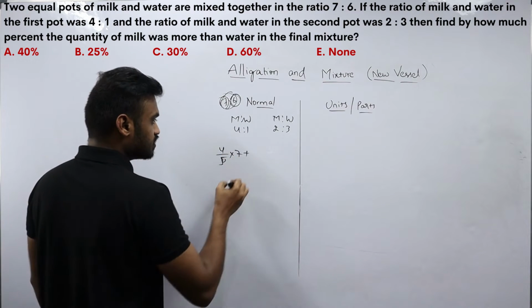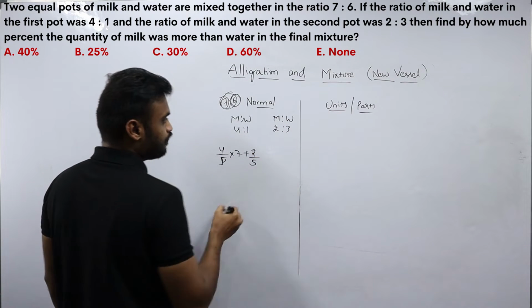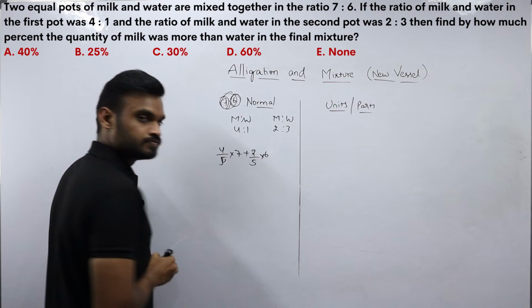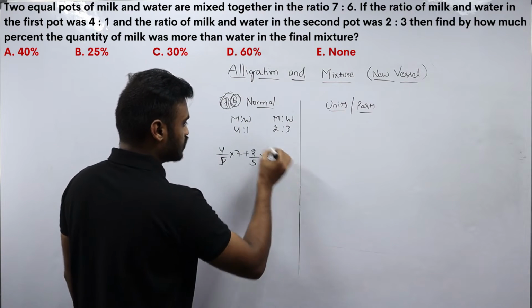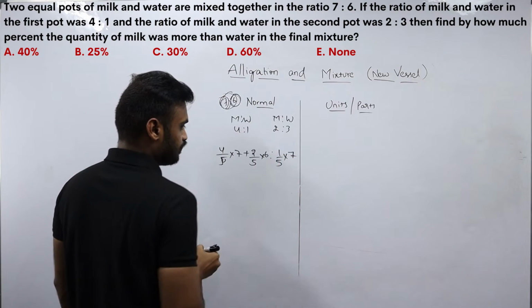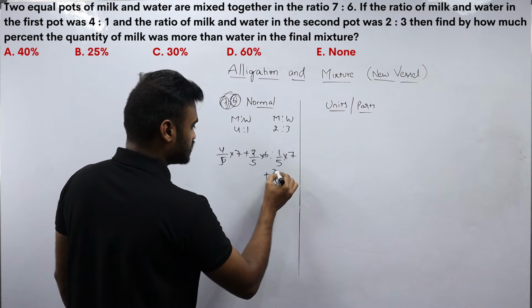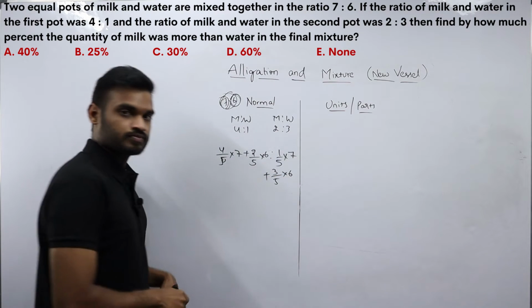In the same way, out of 5 parts, the milk part is 2 parts. Since it belongs to the second vessel, I am multiplying it by 6. In the same way, the water quantity, out of 5 parts, is only 1 part and it belongs to the first vessel, so I am multiplying by 7. Plus the water quantity, out of 5 parts, is 3 parts. Since it belongs to the second vessel, I am multiplying by 6.